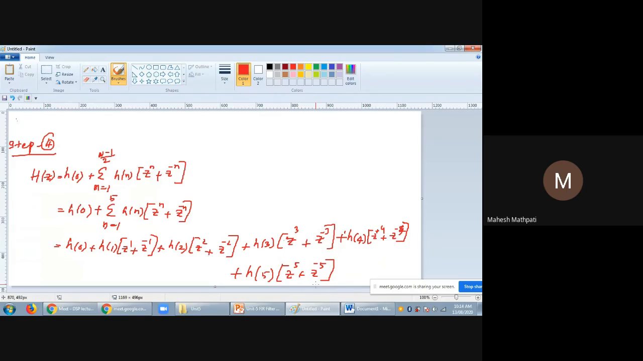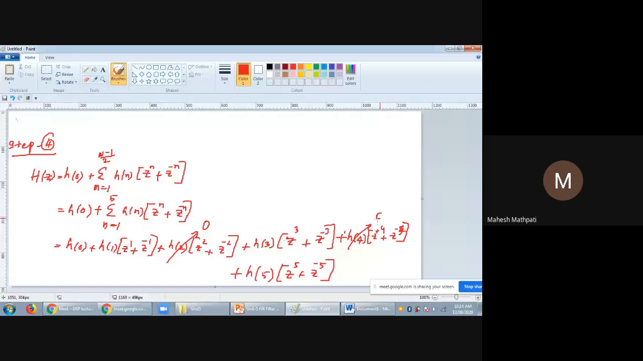Here we know the value of h of 0, h of 1, h of 2 up to h of 5. So here the values are, two terms are zero. h of 2 is 0 and h of 4 is 0. Means this complete part goes to 0, and h of 5 is also 0. So h of 4 is 0. So that means this complete part goes to 0.